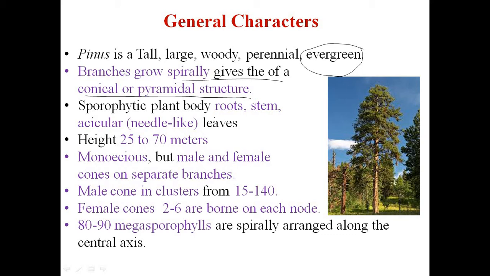The sporophytic plant body is divided into root, stem and needle-like leaves. They are 25 to 70 meters in height. Male and female cones are borne on separate branches. Male cones are comparatively larger in number, while female cones are 2 to 6 and are borne on each node. In each female cone, 80 to 90 megasporophylls are spirally arranged along the central axis.